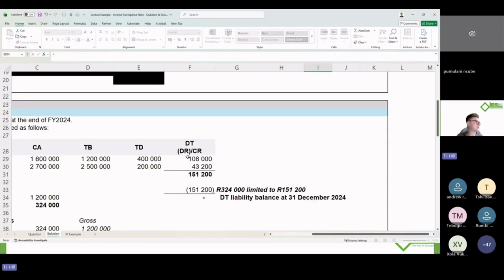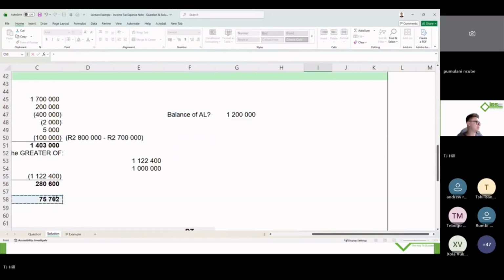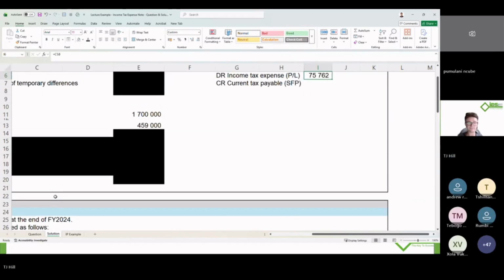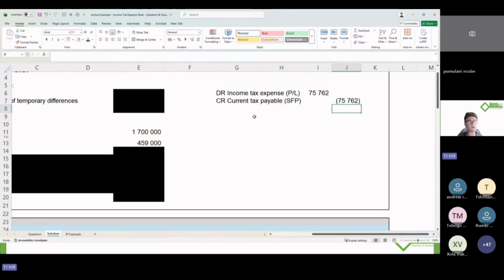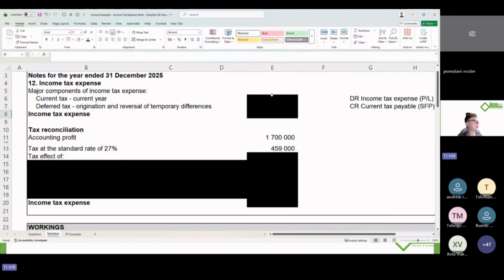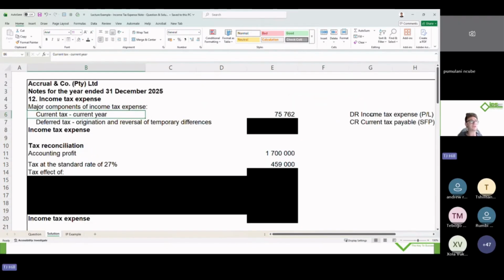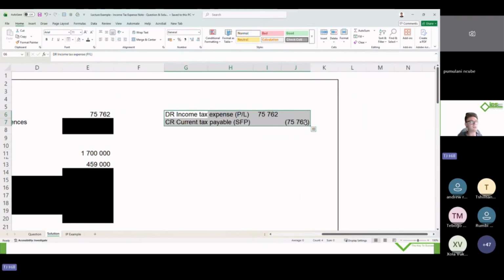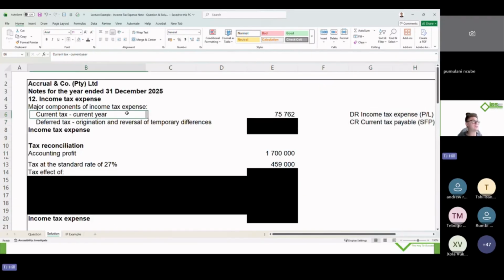And that journal is going to be this amount that I've taken from my return. And I will put it here in the note as well for disclosure purposes. There it goes into the GL. Here it comes into the financial statements. Okay, happy.